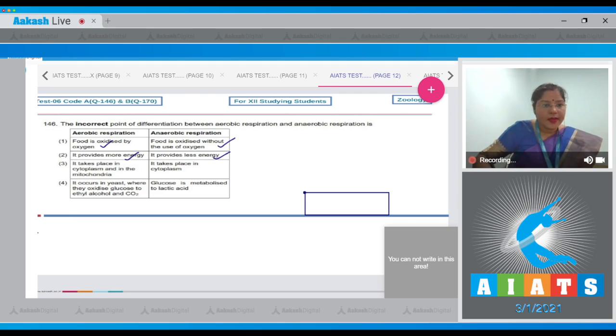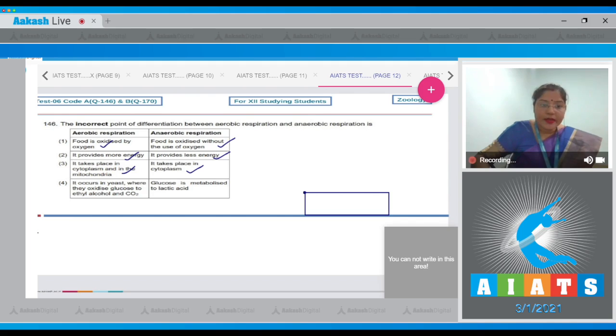Option 3. It takes place in the cytoplasm and in the mitochondria. This is correct. Glycolysis occurs in cytoplasm while Krebs cycle occurs in mitochondria. It takes place in cytoplasm. Anaerobic respiration occurs in cytoplasm. This is also correct and a correct point of differentiation also.